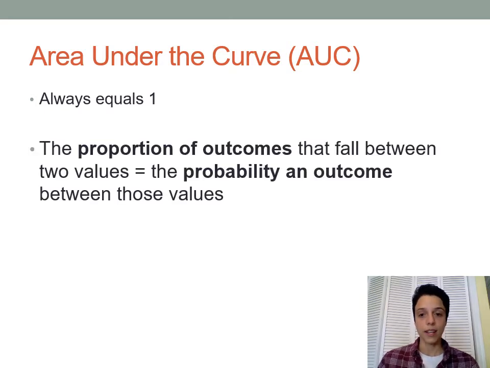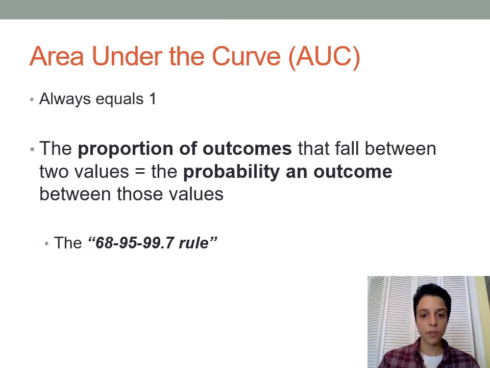This is important because probability distributions, and especially probability distributions like this, have a really important quality. That quality is that the proportion of outcomes that fall between two values on the distribution is equal to the probability of an outcome between those values. In other words, the area under the curve in between two values is equal to the probability of getting an outcome in between those two values.